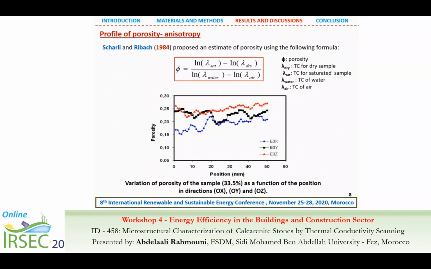Schlumberger and Revil propose an estimate of porosity using this equation. The variation of porosity from this equation is shown in this figure. The porosity is greater in the perpendicular direction, which shows low thermal conductivity in dry states and high thermal conductivity in saturated states.